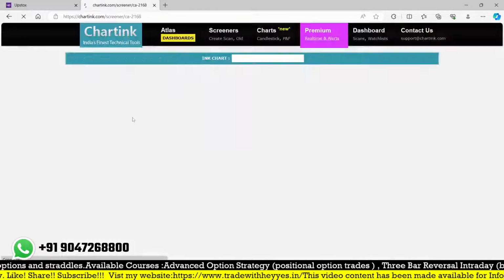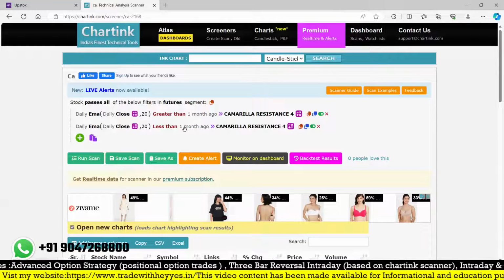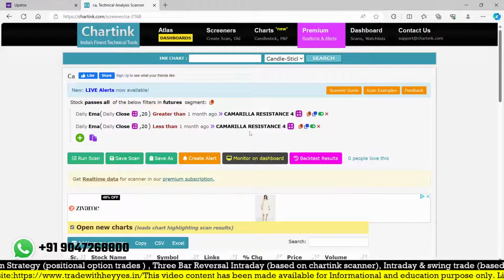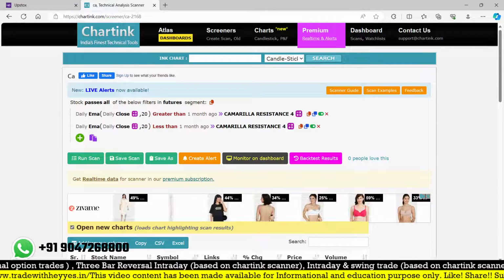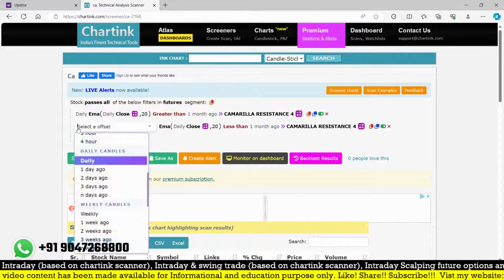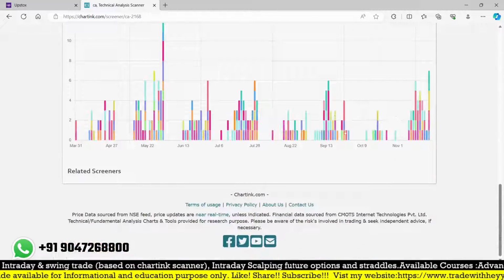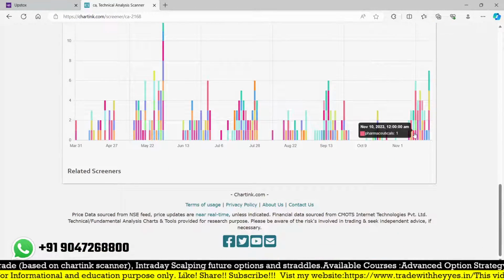Okay, so let me do the differentiate. So what's happening here? EMA less than one month ago Camarilla resistance 4. See here, yeah, here 1 day ago EMA, so that we need to shift. Okay, so if you are finding, yeah, this much of stocks, so randomly I can go for here.